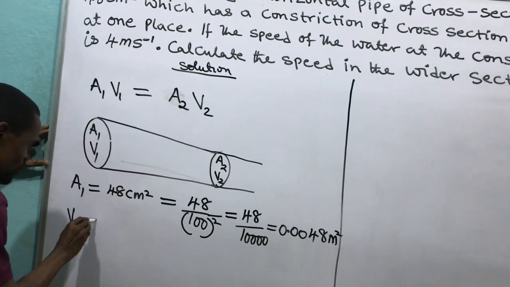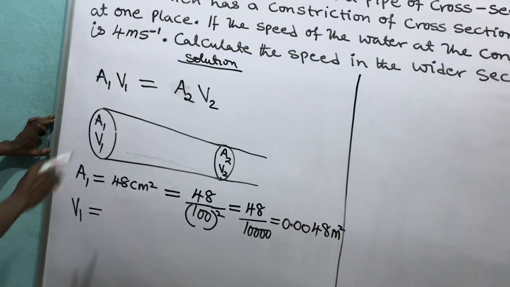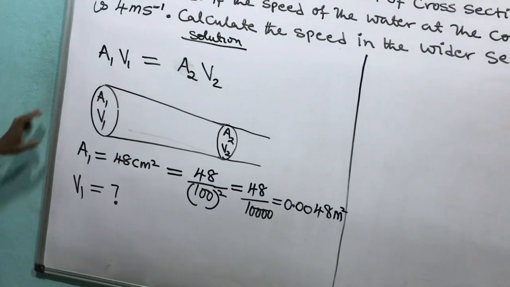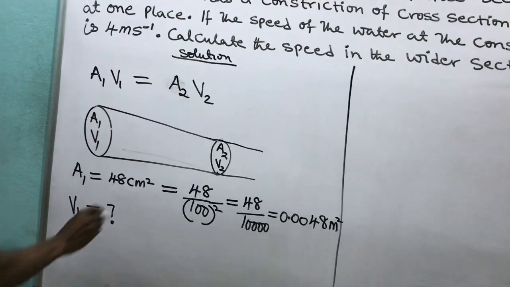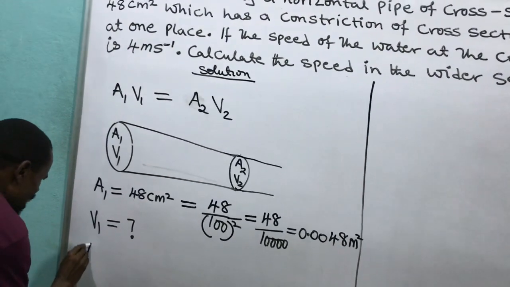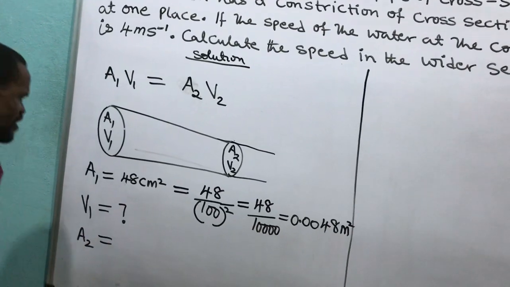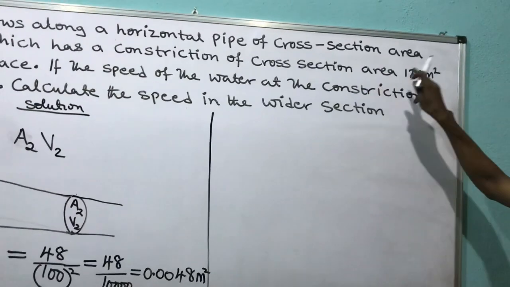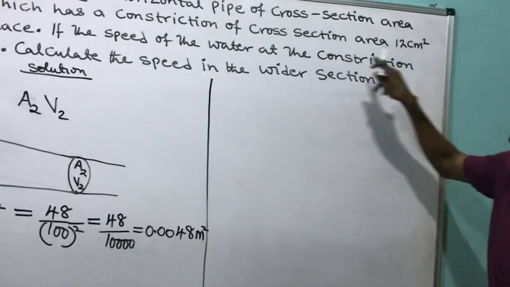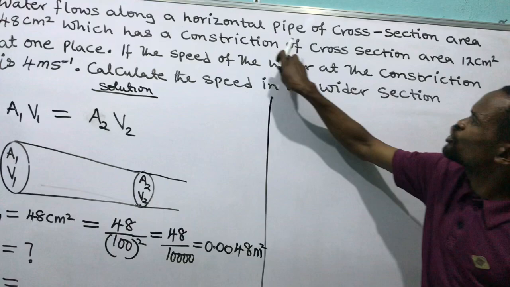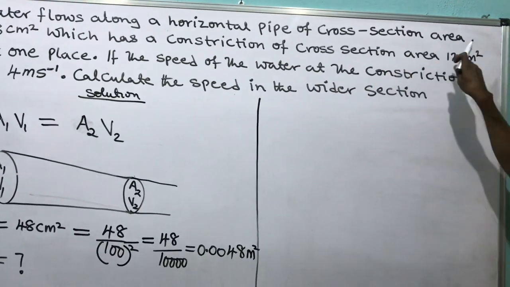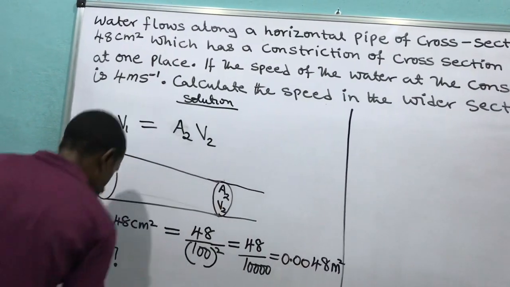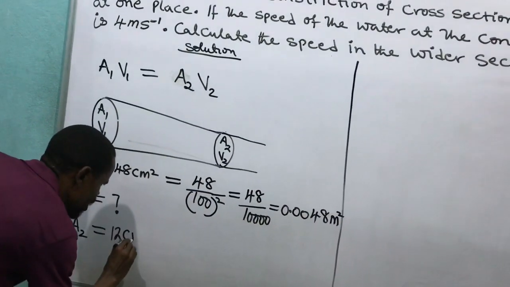And I come to V1, which is the velocity at the wider section. That velocity at the wider section is the question mark, the one they said I should find. I will now go to V2, A2. A2 is given to me as what? Come over here. A2 is the cross-section area 12 cm at the constriction. That has a constriction of cross-section area 12 cm square. So at this constriction, the cross-section area is 12 cm square.